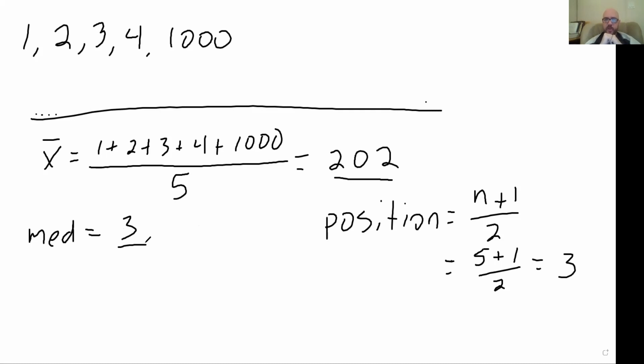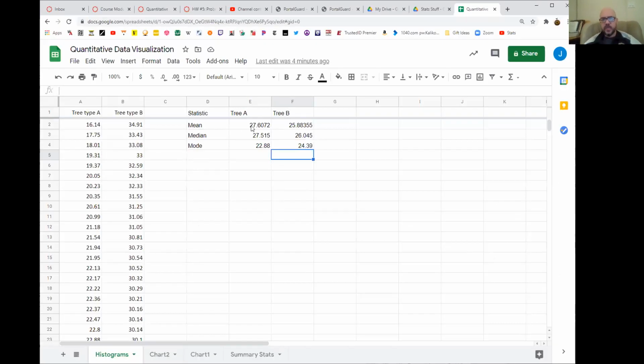If they're both doing a good job of representing the center of the data set, they should be fairly close together. Now, in our spreadsheet, that was the case, right? Tree A and tree B both have mean and median relatively close to each other. Tree A is especially close, only 0.1 feet off. This one is about the same, 0.12 feet off.